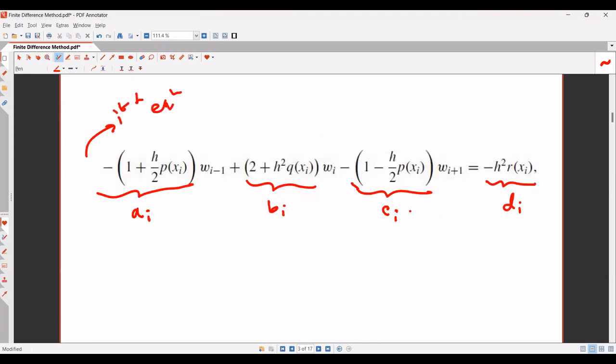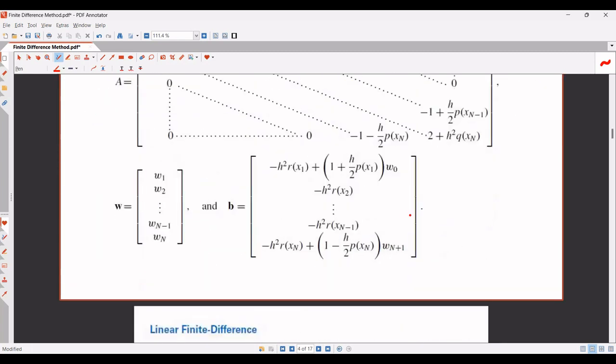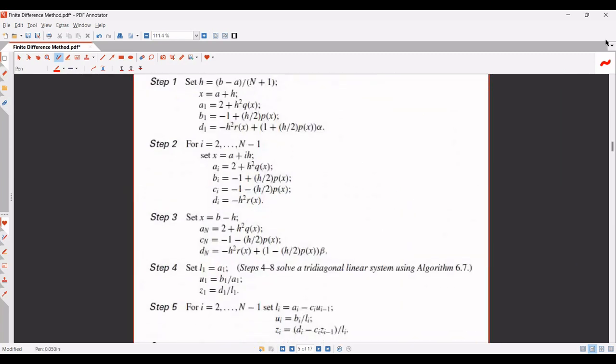They are saving those values of a_i, b_i, c_i, and d_i here. So now the ith equation should look like this: a_i w_{i-1} plus b_i w_i plus c_i w_{i+1} equals d_i. And they're doing it for i equals 2 through n minus 1. So for each of those equations, they are creating arrays, right?